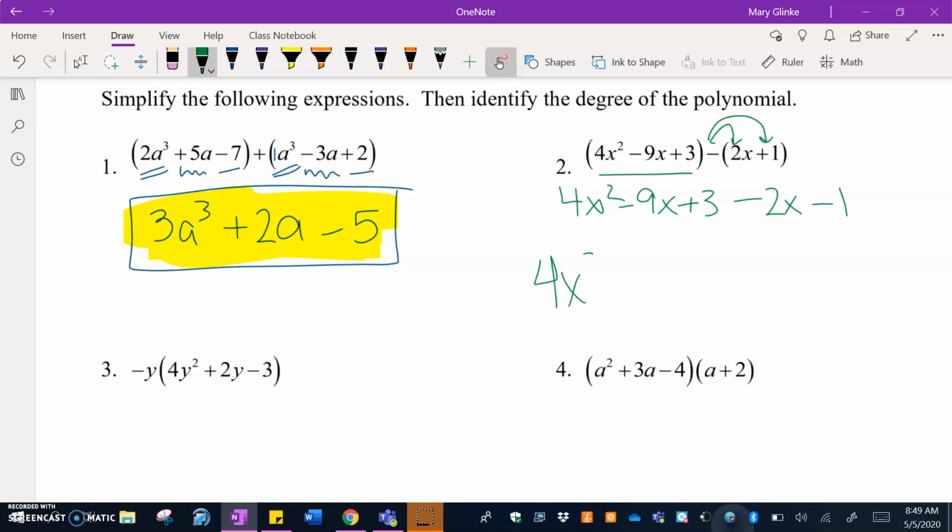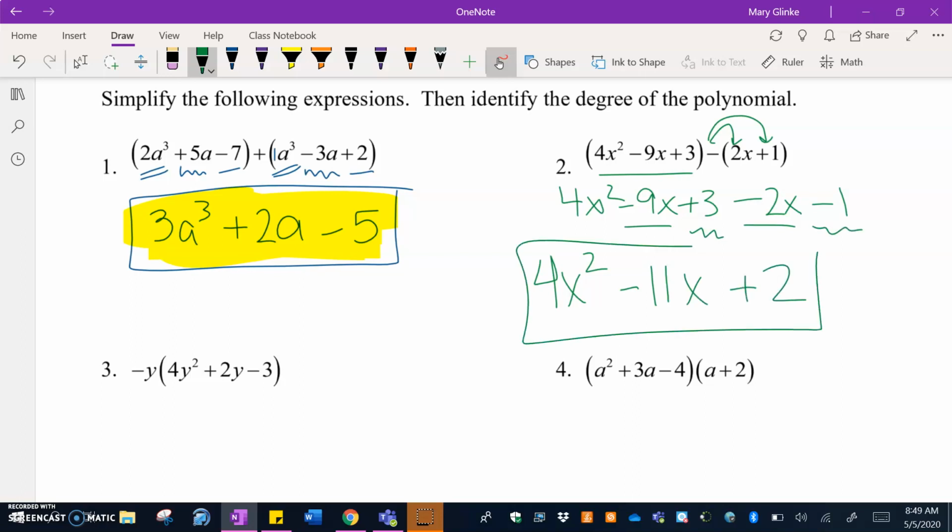So the 4x squared stays as it is. The 9x and the 2x are both negative, so they're going to combine to be -11x. And the +3 and the -1 are going to combine to be a +2.